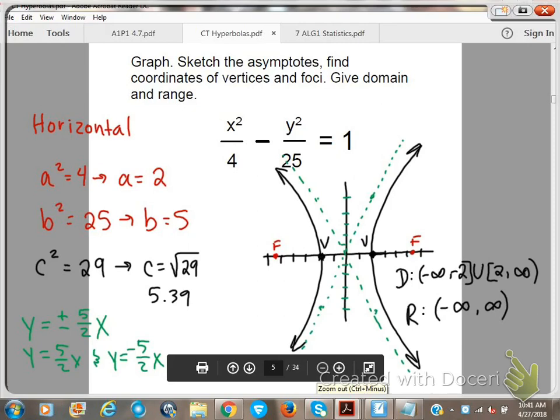Yep. All right. First hyperbola you've ever graphed in your life. Do you feel okay? Yeah, my graph actually looks pretty good. Nice. All right, let's do another one.